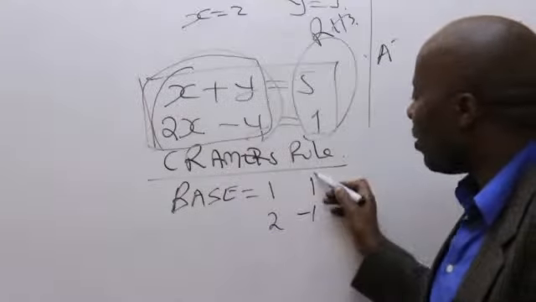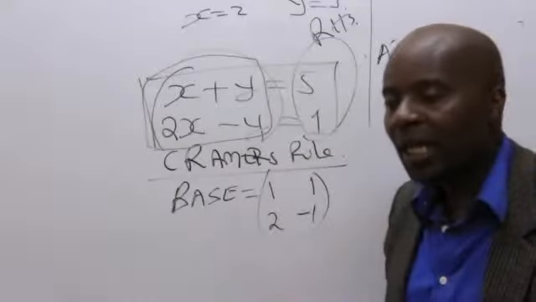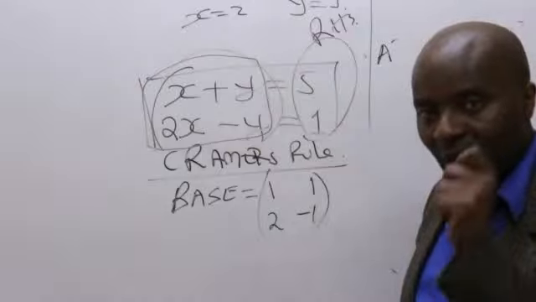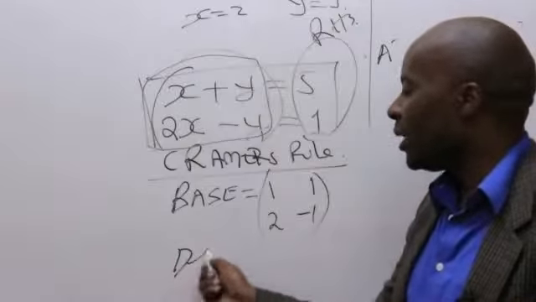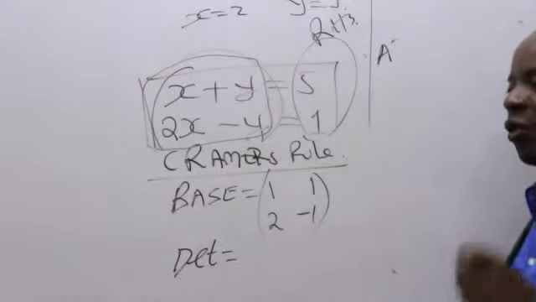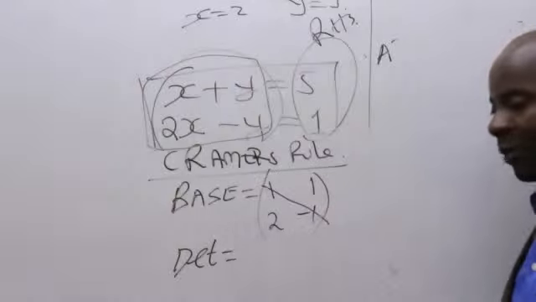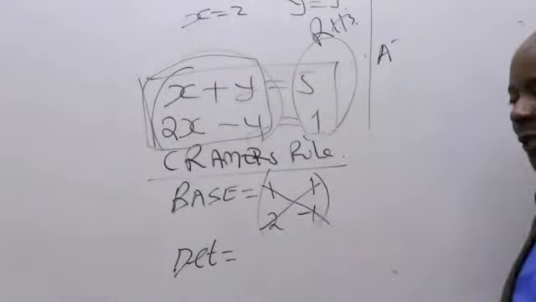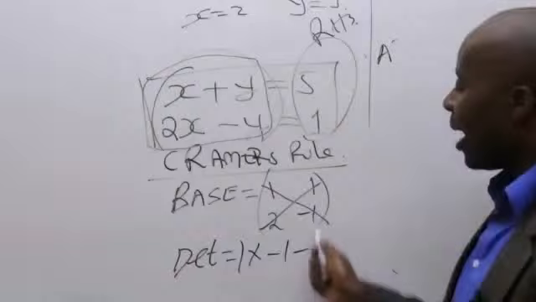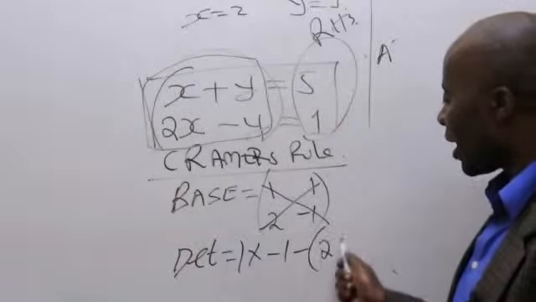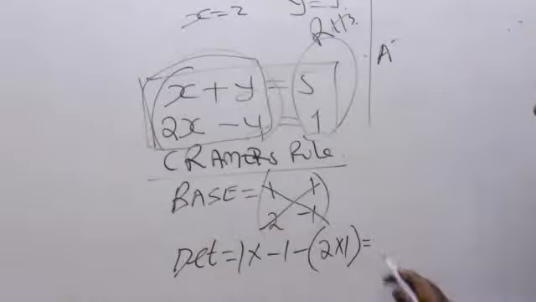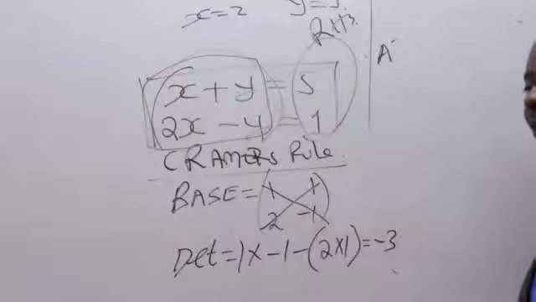Now, ladies and gentlemen, the moment I've been able to define my base like that, I will go straight away to the next step, which is the one of ascertaining the determinant. So go ahead and give me the determinant. Remember, determinant is product of primary minus product of secondary. Determinant is product of primary, so 1 times minus 1, minus product of secondary. Secondary, I can see it is 2 times 1, which if I remember very well, had given me a figure of minus 3. Minus 3.